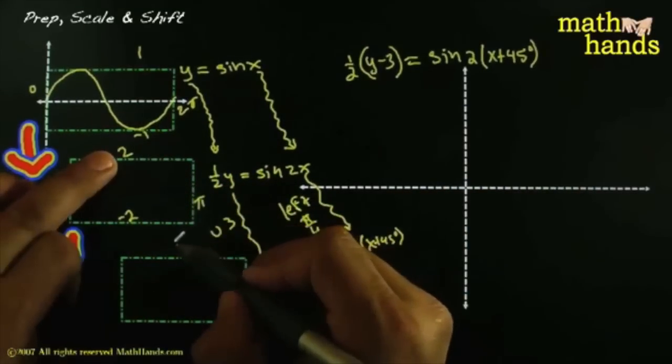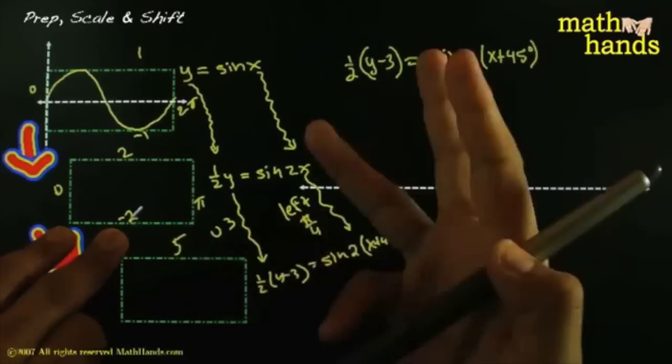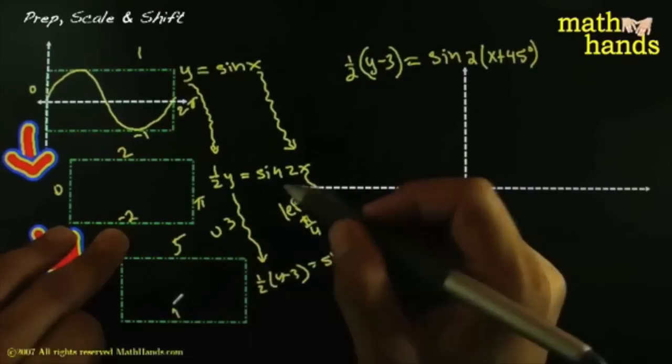So 2 plus 3 is 5. Use your calculators if you need to. -2 plus 3 would be +1.